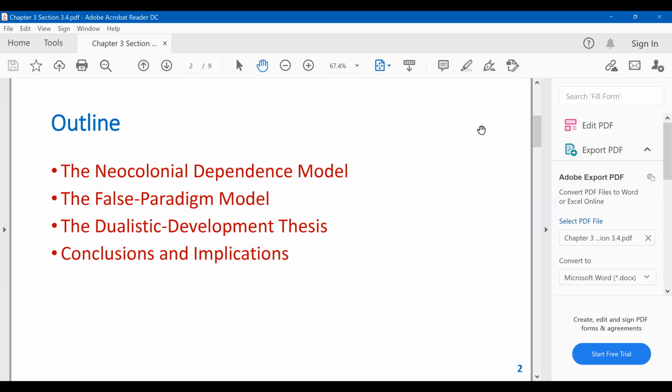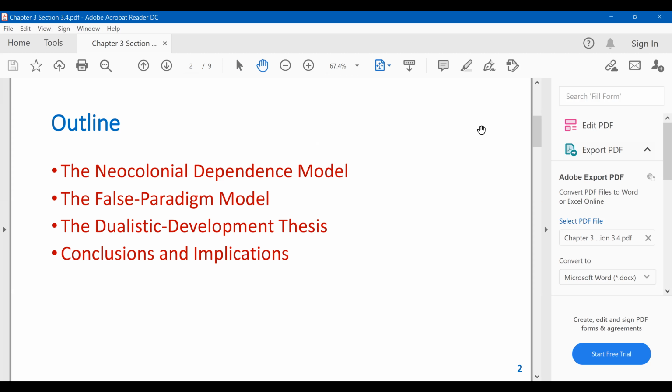So let's look at the outline of today's lecture. First, we're going to talk about the neocolonial dependence model. As the name suggests, this is about the extension of colonial relationships of the earlier centuries to today's world. And the main thesis, of course, is that former colony countries are still dependent on their colonial powers, the countries that colonized these lands.